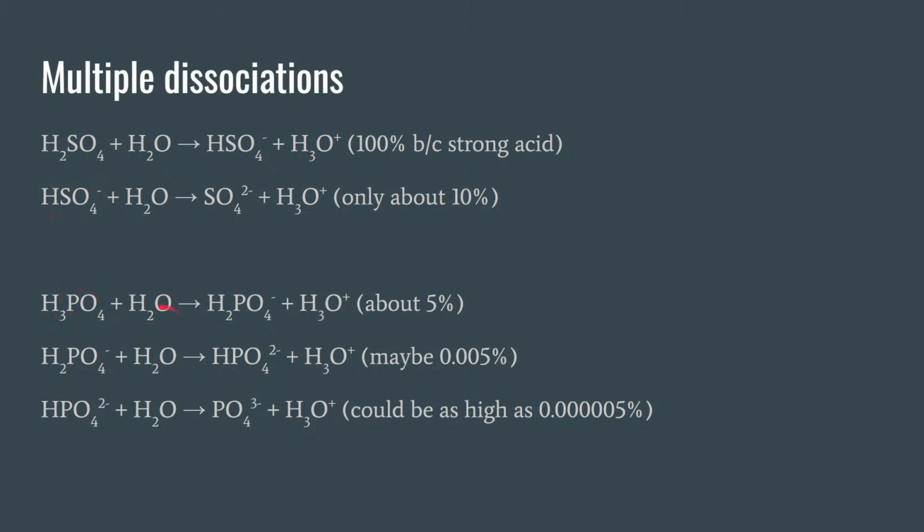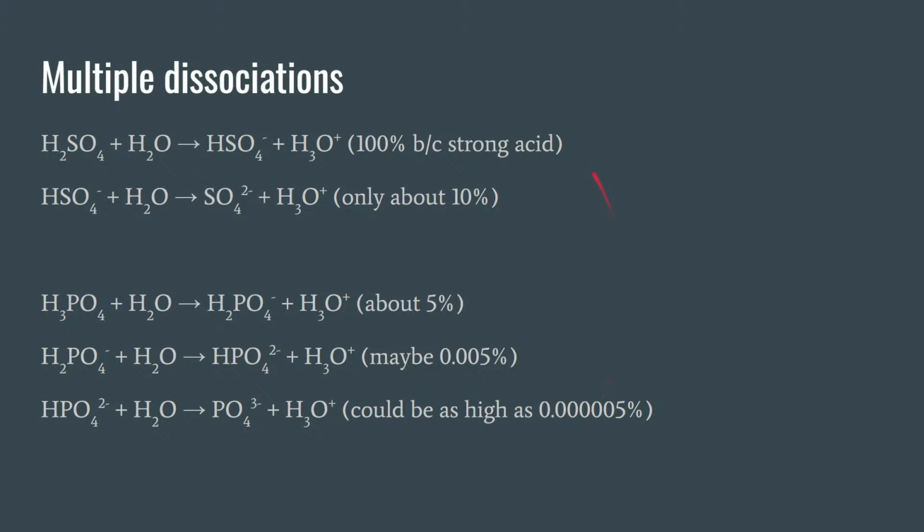Phosphoric acid reacts with water to make dihydrogen phosphate and hydronium, only about 5%. Dihydrogen phosphate can do that again to make hydrogen phosphate, and that is like 0.005%. It's incredibly weak. And then the hydrogen phosphate can do it a third time to make just free-floating phosphate and hydronium, and that is just ridiculously weak. It barely happens at all.